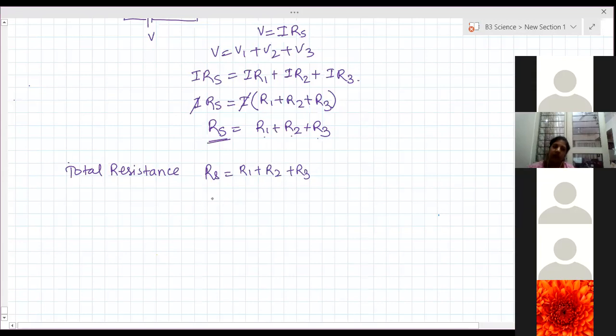Total current. How to calculate the total current value? For finding total current, you need total potential difference. Potential difference total divided by resistance total. I is equal to V by R. So total potential difference divided by total resistance. Clear?